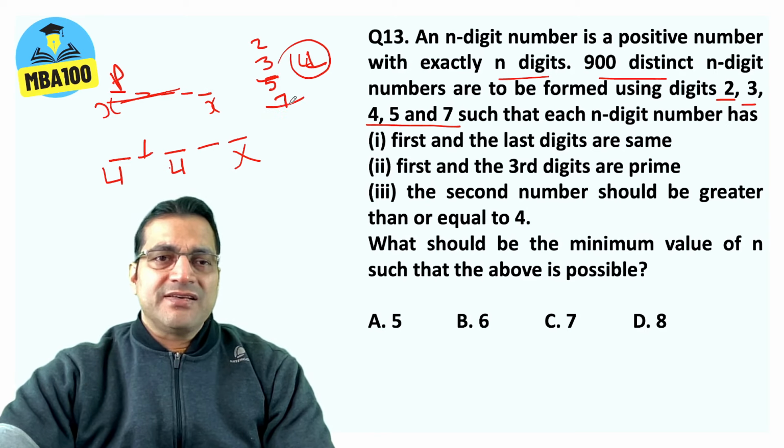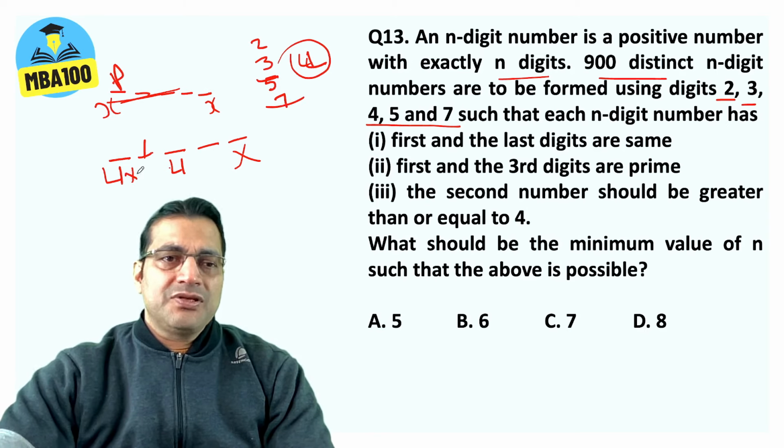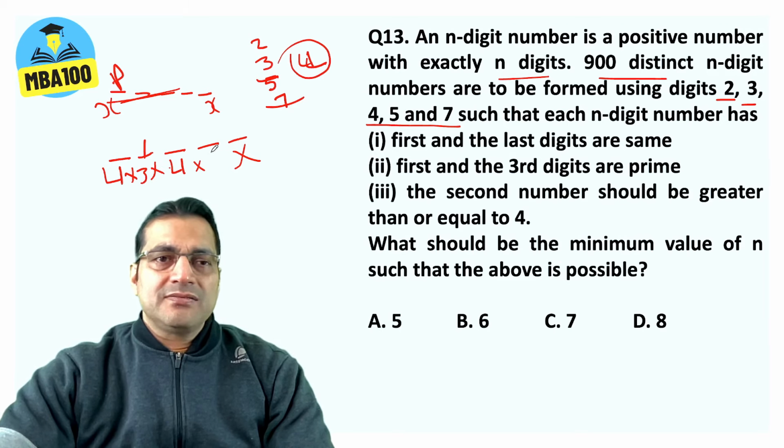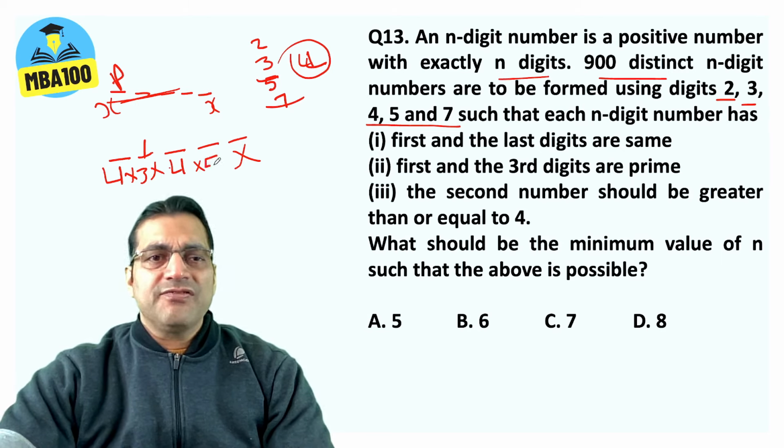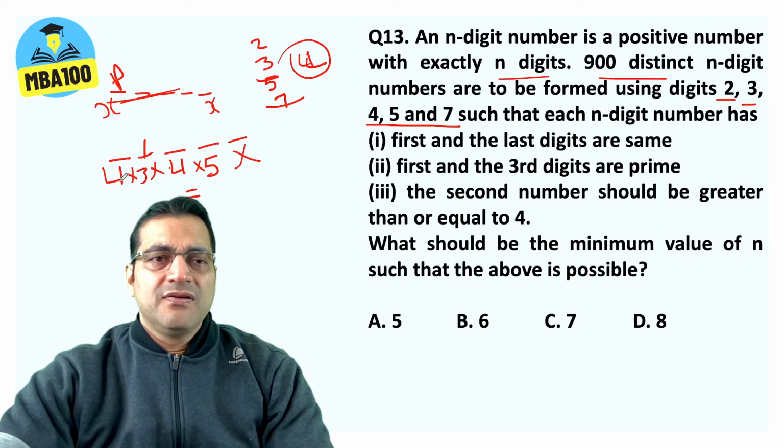4, 5 and 7. So you have 3 choices for this place. And now what about this place? You can take any of the 5. So you have 5 choices for this. So what is the total number of numbers? 4 into 3, 12 into 4, 48 into 5, 240.